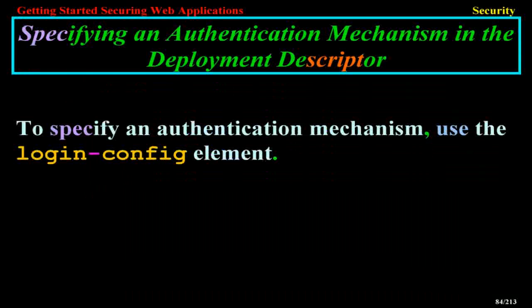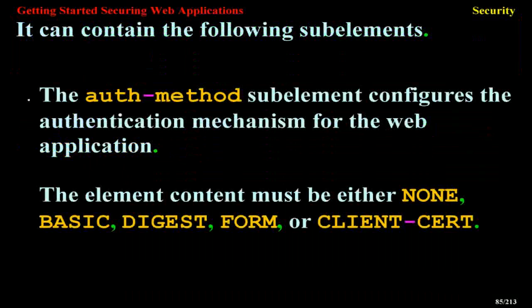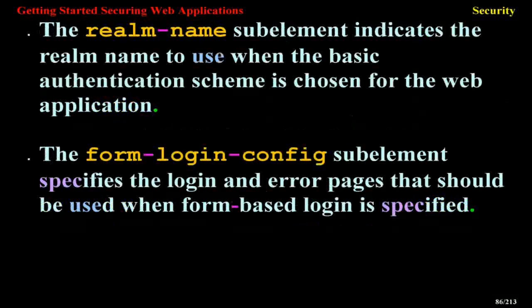To specify an authentication mechanism, use the login-config element. It can contain the following subelements. The auth-method subelement configures the authentication mechanism for the web application. The element content must be either none, basic, digest, form, or client-cert. The realm-name subelement indicates the realm name to use when the basic authentication scheme is chosen for the web application. The form-login-config subelement specifies the login and error pages that should be used when form-based login is specified.